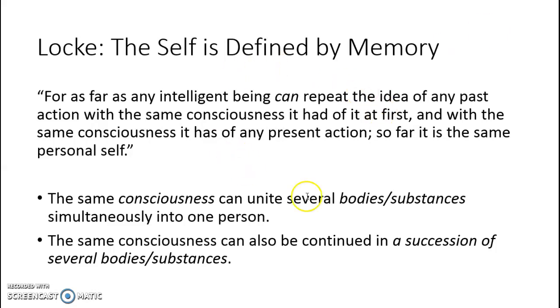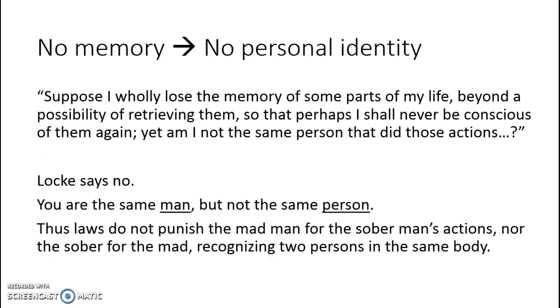All right. Now, Locke is really serious about this. He says, if you don't remember something, it wasn't you that did it. So he says, "Suppose I wholly lose the memory of some parts of my life beyond a possibility of retrieving them, so that perhaps I shall never be conscious of them again. Yet, am I not the same person that did those actions?" Locke says, no, you're not the same person that did those actions. You may be the same physical man or woman, but you are not the same person.